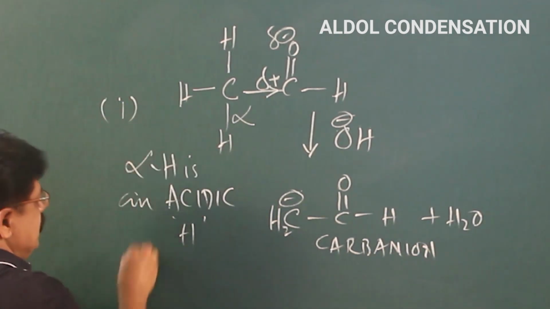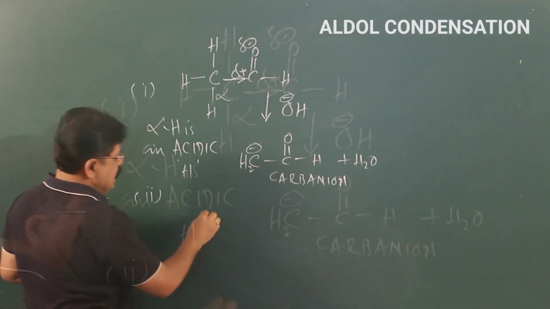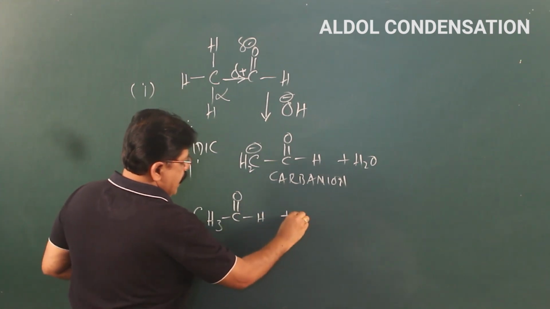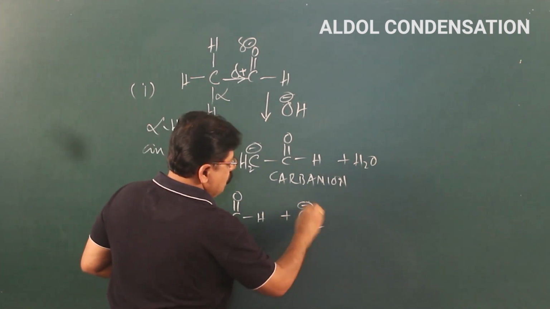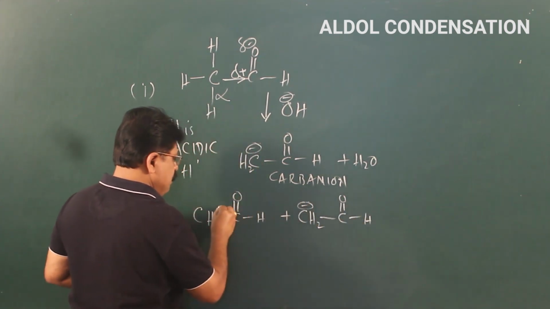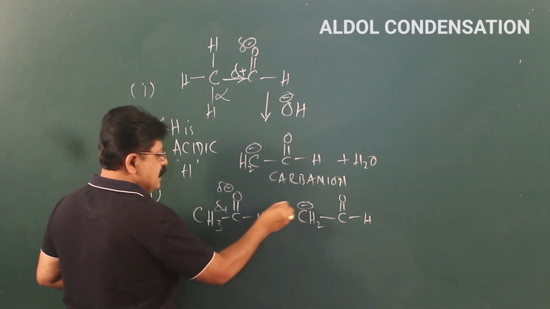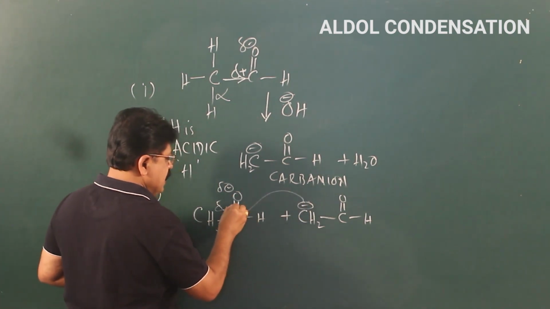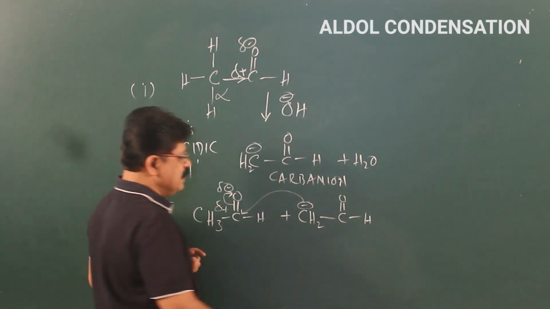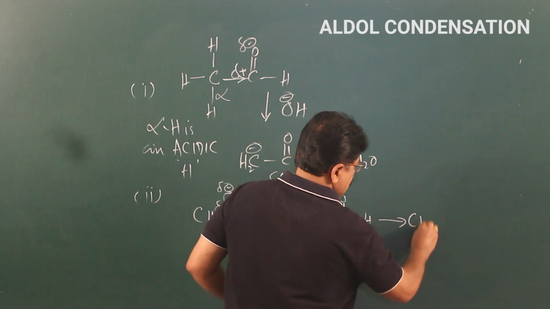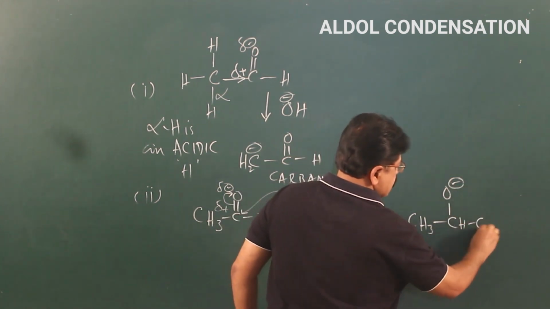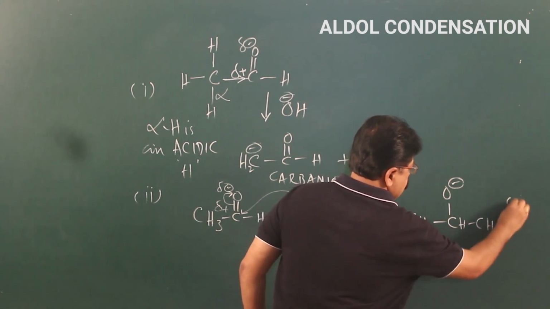So, the first step is this. What happens in the second step? This is the second molecule of the aldehyde, and this is the anion that we got from the previous step. Here again we know it is delta plus and delta minus. This anion will attack this, resulting in the delocalization of the pi electron. As a result of this, we get a product which will be like this: CH3-CH(O minus)-CH2-CHO.